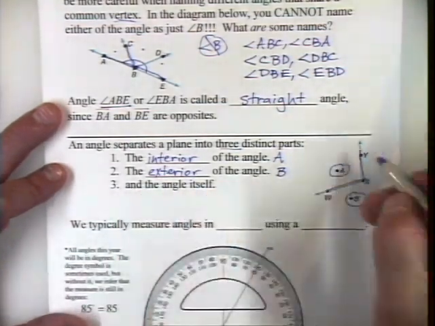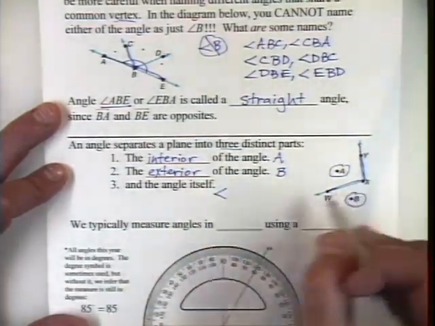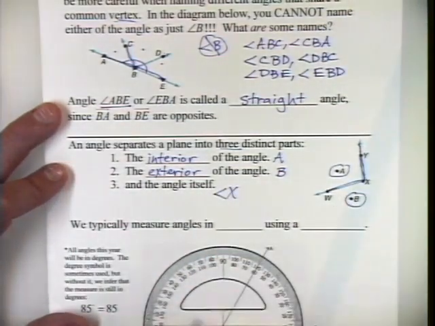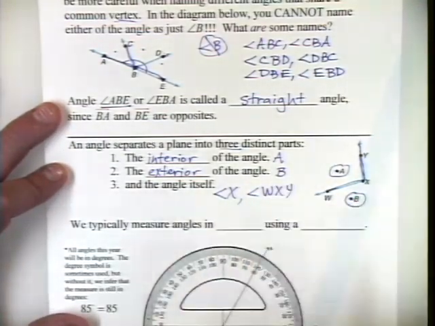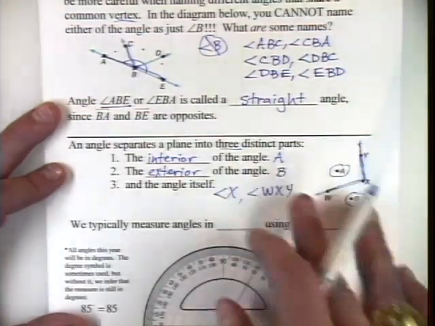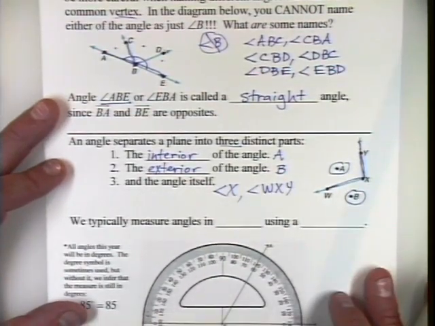And we also have the angle itself. Okay, so in this case, the angle itself, we can call it angle X because there's no confusion here, or we can call it angle WXY. Okay, so three different parts that the plane is divided into with any given angle.